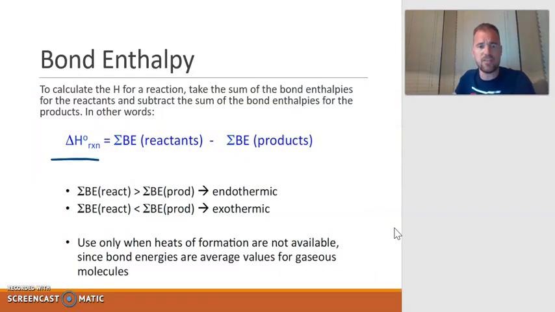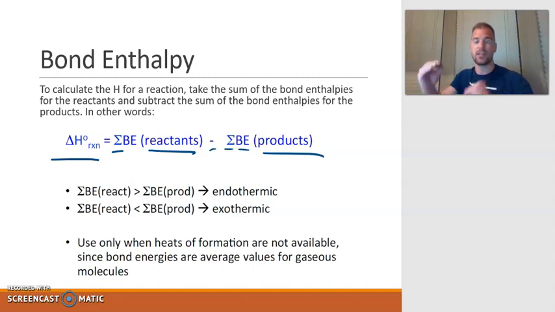To find the heat of the reaction, you are going to take the sum of the bond energies for your reactants, and you're going to subtract the sum of the bond energies of your products. Notice this time it's reactants minus products. The reason for that is because, remember, bond energies by nature are positive. There are no negative signs. The sign will fix itself as long as you do reactants minus products, okay?